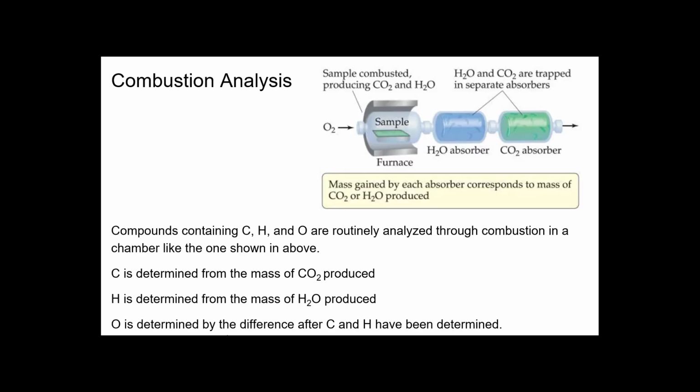So here's a very quick overview of an instrument that would allow this to happen. O2 would be in the sample. It would go through a water absorber and a CO2 absorber. And the mass gained by each absorber corresponds to the mass of CO2 or H2O produced from the original sample that contains carbon and hydrogen. So compounds with C, H, and O are routinely analyzed through combustion in a chamber like the one above. C is determined from the mass of CO2, and H is determined from the mass of H2O. And if there's oxygen, then we would also determine that by subtracting the mass of carbon and the mass of hydrogen.